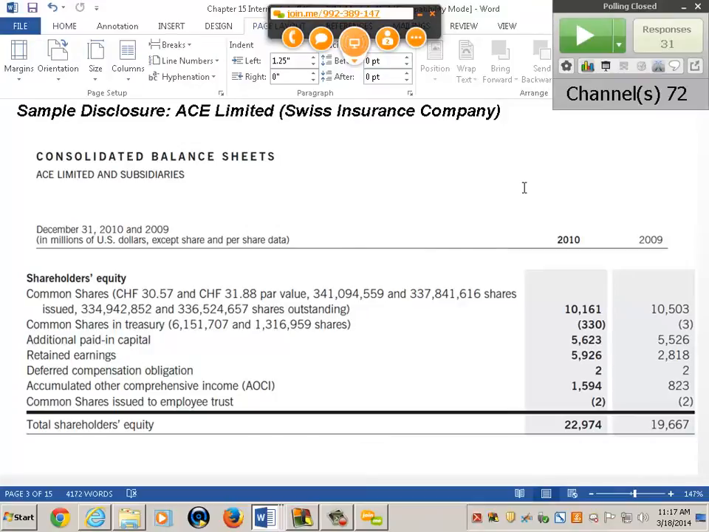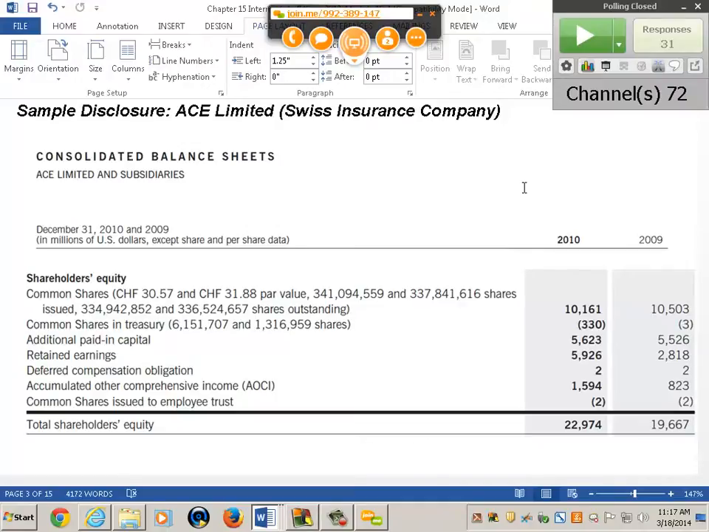And if you notice in here, if you look at the numbers, if you take the number of shares that are issued, and if you subtract the treasury, you're going to get the number of outstanding shares.